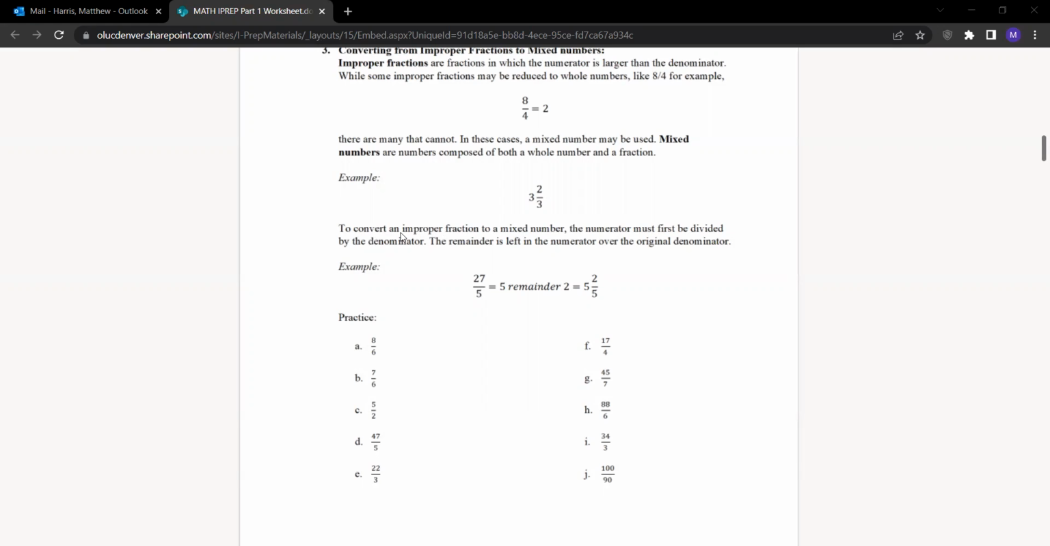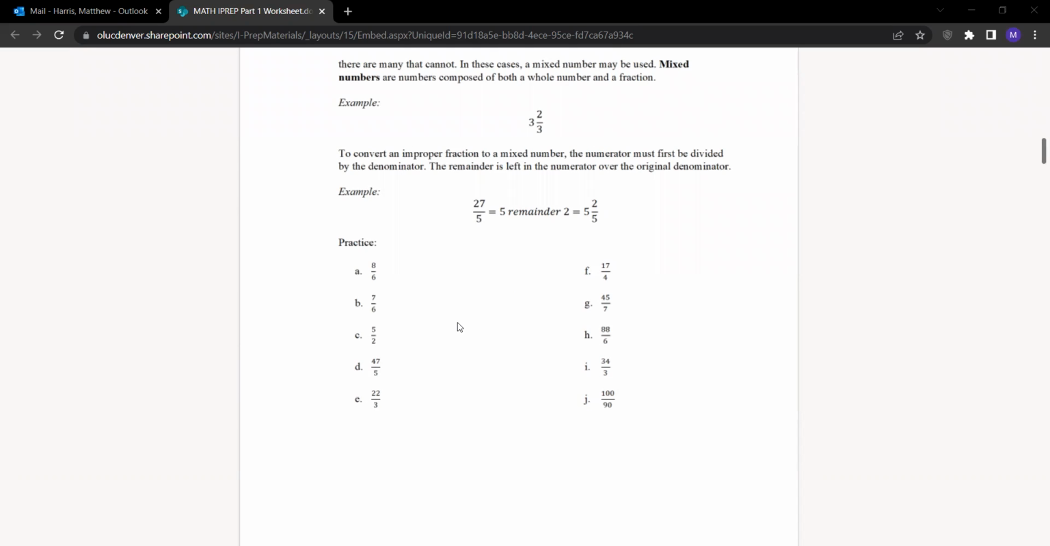So what that looks like is we have 27 divided by 5, right? So we get 5 remainder 2, because 5 times 5 is 25, but 5 times 6 is 30. And 30 is too large. It's over 27. So we have to leave it at 5. But we have 2 left, right? So 5 times 5 is 25, plus 2 is 27. So we have 5 remainder 2, or 5 2/5.